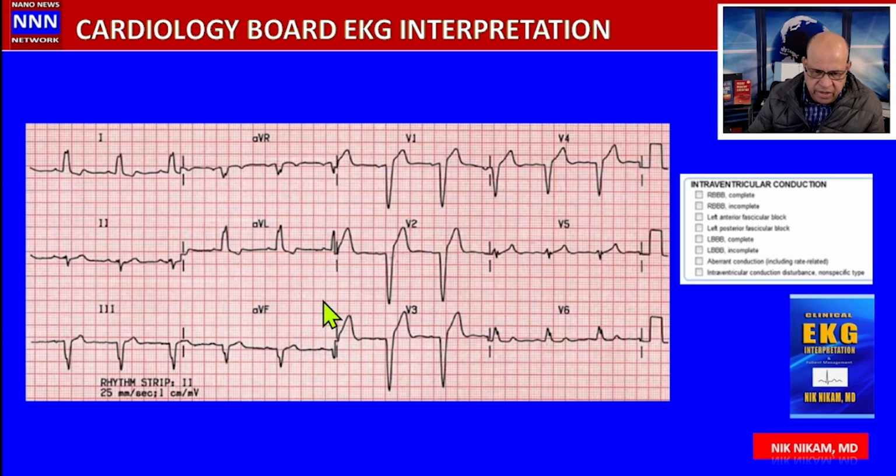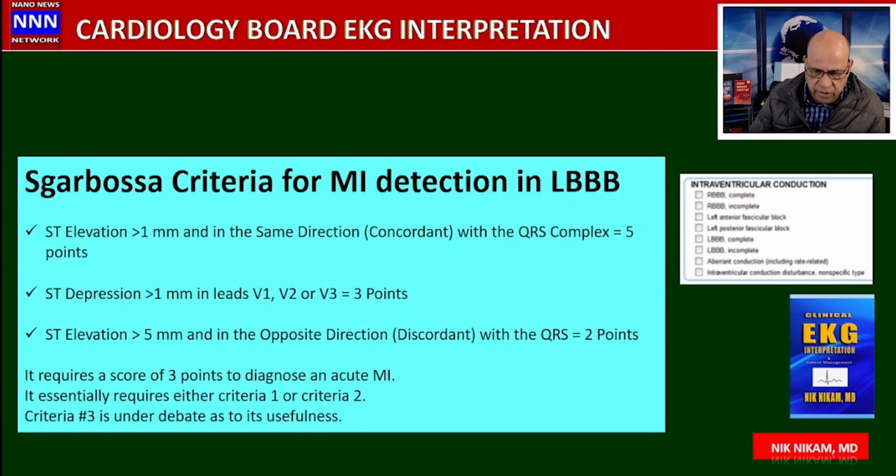And if you look here in the electrocardiogram, generally the ST segments are anywhere from 3 to 10 millimeters above the baseline in patients with left bundle branch block. Whereas if you see an ST depression instead of an ST elevation, then that is definitely indicative of an acute ischemia or an ongoing ischemia. Similarly, ST elevation of greater than 5 millimeters in the opposite direction, you get 2 points. You need 3 points to diagnose the presence of acute myocardial infarction in the presence of left bundle branch block.